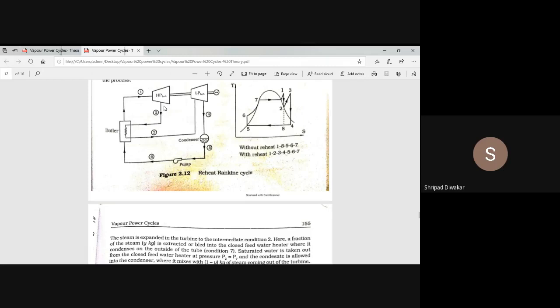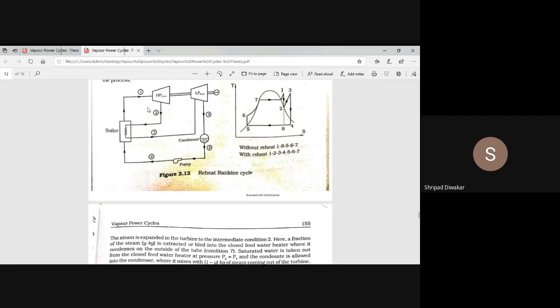Then you have to join HP turbine with the boiler. So this is the boiler, and then from the boiler you have to join with the LP turbine. So these are the two additional things. From HP turbine you have to show the line of connection with the boiler, and then from the boiler to LP turbine, and remaining parts are same, no change.